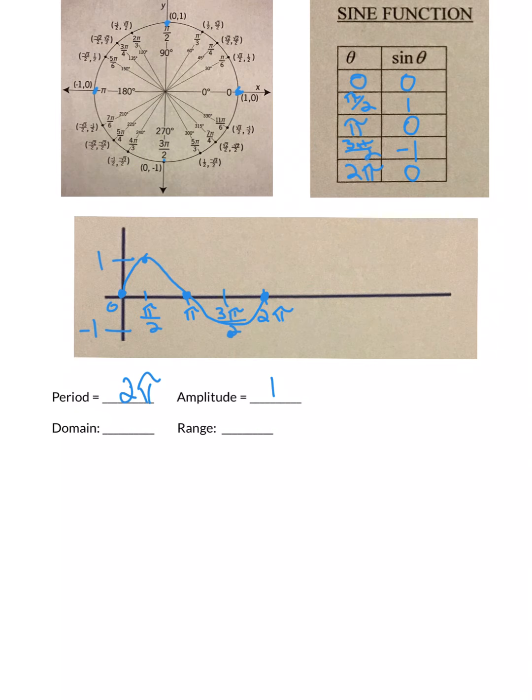The domain. What x values get used? Well, this thing goes on forever to the right and to the left, so what x values get used is all real numbers, which we write as -infinity to infinity. The range is the y values. Notice that the lowest we went was -1 and the highest we went was +1. We always go from the smallest to the largest. So we go from -1 to +1. Both of those numbers are included, so we put square brackets around them to show that they are included.